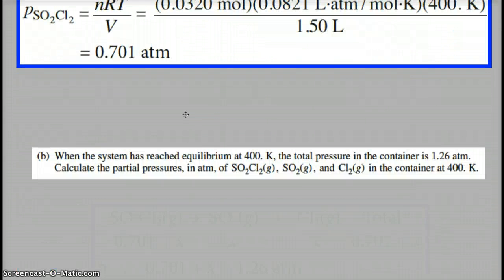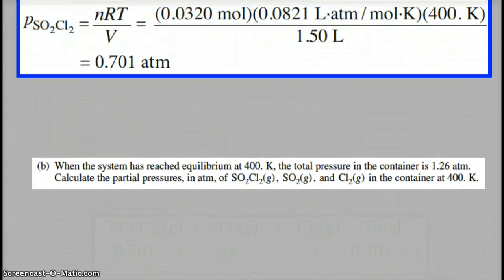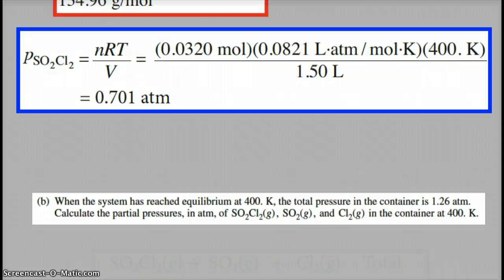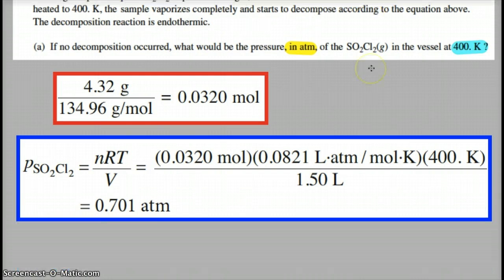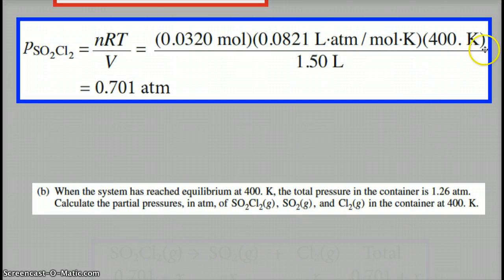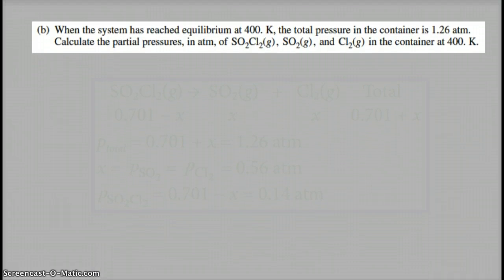Now, when the system has reached equilibrium, the total pressure in the container is 1.26. Remember, we just calculated 0.701. That is if no decomposition had occurred. And you see here, when we decompose, we are going to go from 1 mole of gas to 2 moles of gas, so we expect our pressure to increase because we're going to have more moles of gas at equilibrium. So what we want to do here is calculate the partial pressure in atmospheres of the 3 gases in the container.